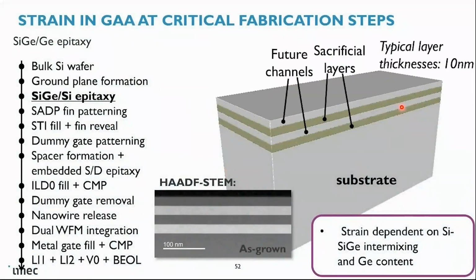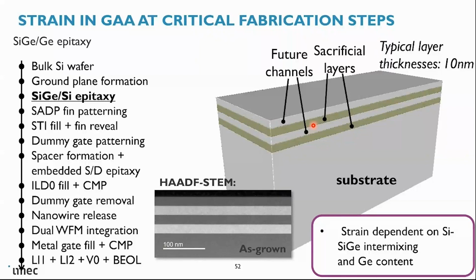So here is an example of some of the steps that need to be fulfilled to fabricate a gate-all-around device. First we start with a bulk silicon wafer, then we treat the surface, called ground plane formation, and then we grow our layers. Some will be our future channels, and the others are sacrificial layers that will be etched off to release our channels. I will show that later.